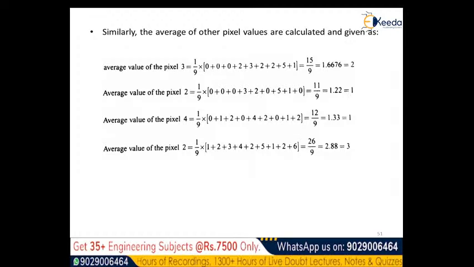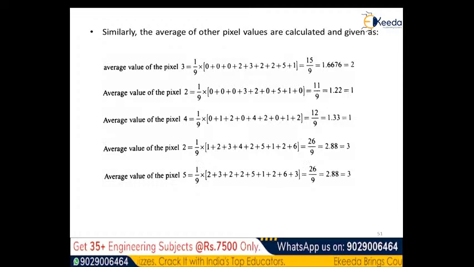Now the average value of the 2, we get 26 by 9, so it is 2.88. And finally, rounding it to the next integer, it will be 3 here. The closest integer will be 3 here.